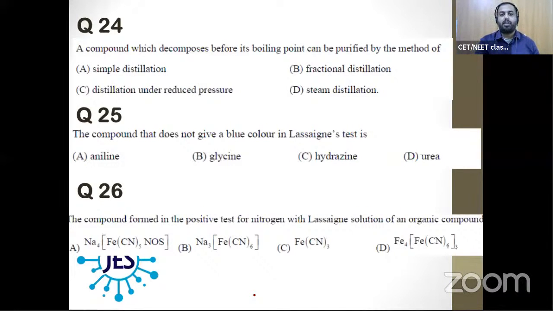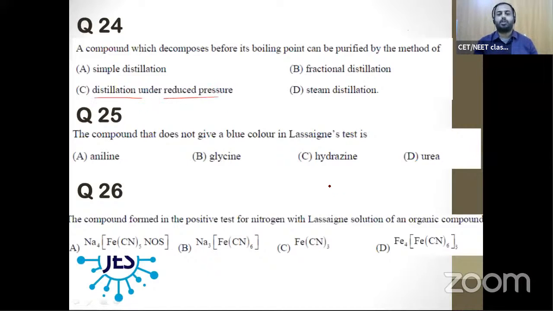Question number 24. Please type the question number and then give the answer. Okay, Hema says C. Swati says A. Vaishnavi also says C. Rakshita also says C. Okay, we'll check it out. Yes, all of you who said option C is the correct answer. Distillation under reduced pressure. What advantage is it?